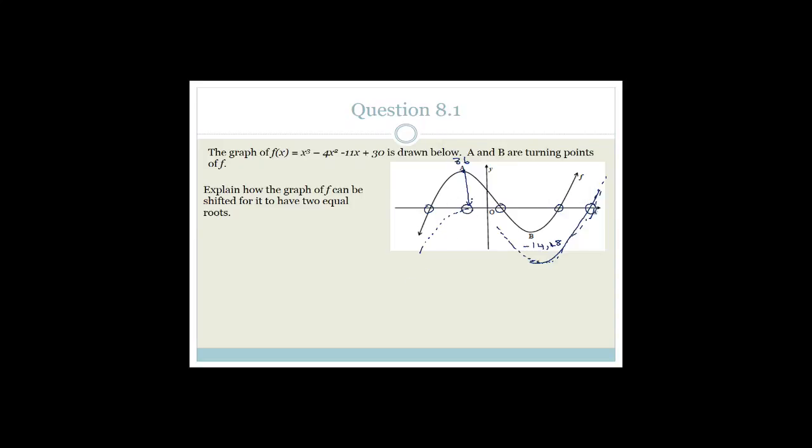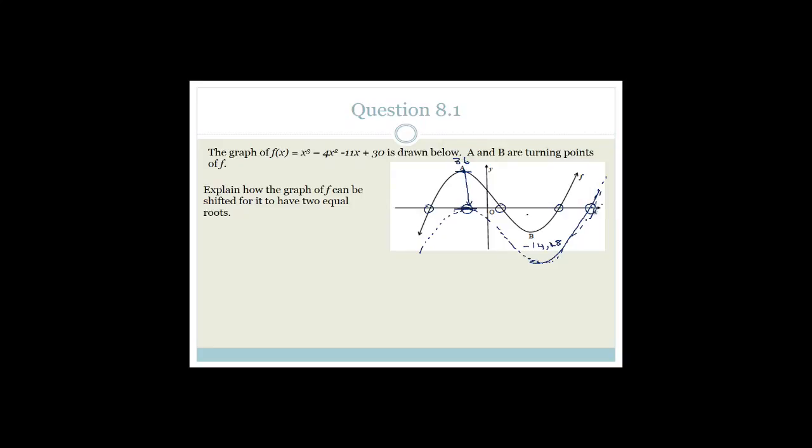That's the one way. So the one way is to move this graph down by 36 units so that this just touches, and then it touches here. So it's going to have two. But they want two equal roots. Because then what happens is this is considered a tangent. So that is called two equal real roots plus the third one.